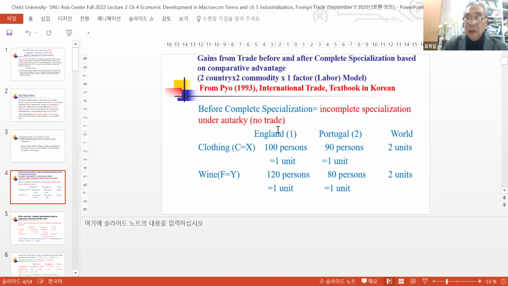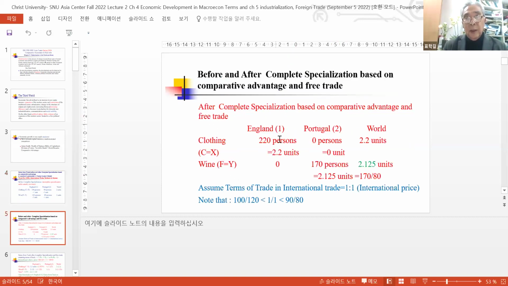In other words, England was the inferior country compared to Portugal. You see, Portugal had an absolute advantage in clothing and wine. But if they listen to the comparative advantage concept advanced by Ricardo and engage in complete specialization based on comparative advantage and free trade, then the extra gain in trade is higher in England than in Portugal, which is kind of paradoxical.